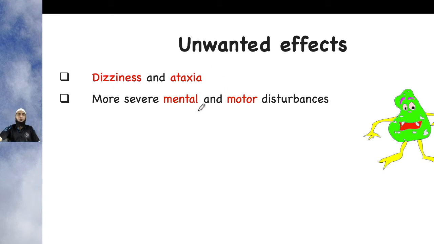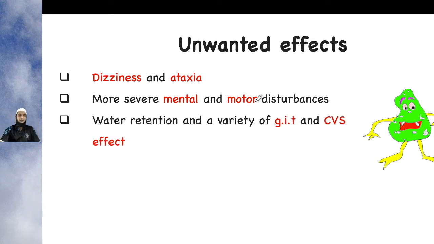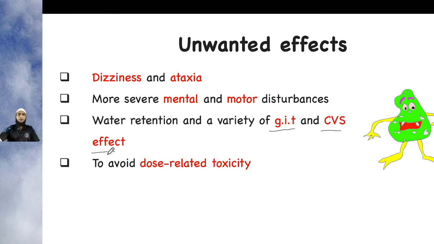In addition, patients also show more severe mental and motor disturbance, where the patient's behavior changes a little and motor control is reduced. In addition, carbamazepine produces water retention and a variety of GIT and cardiovascular effects. Since it has this problem, in those patients who have a coexisting GIT disorder or coexisting cardiovascular disease, it is better to avoid carbamazepine. It also produces dose-related toxicity. So as you increase the dose, its toxicity increases.